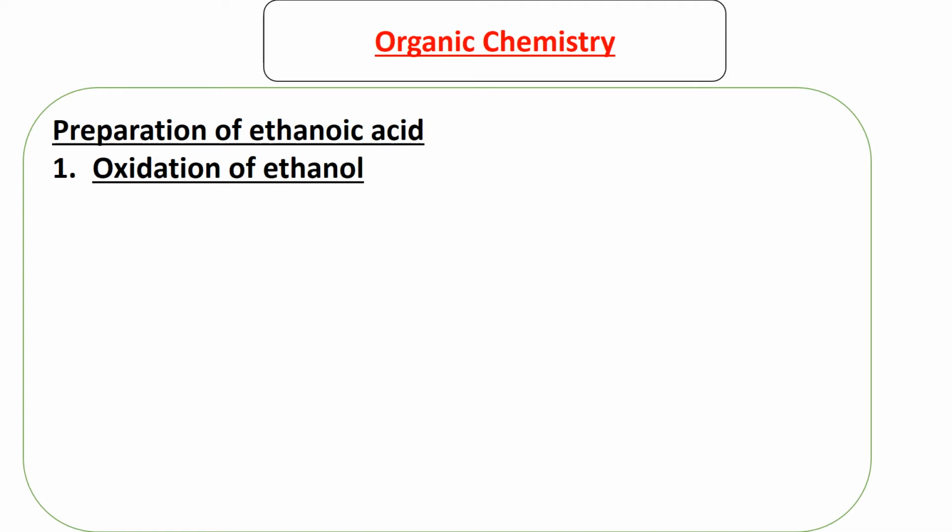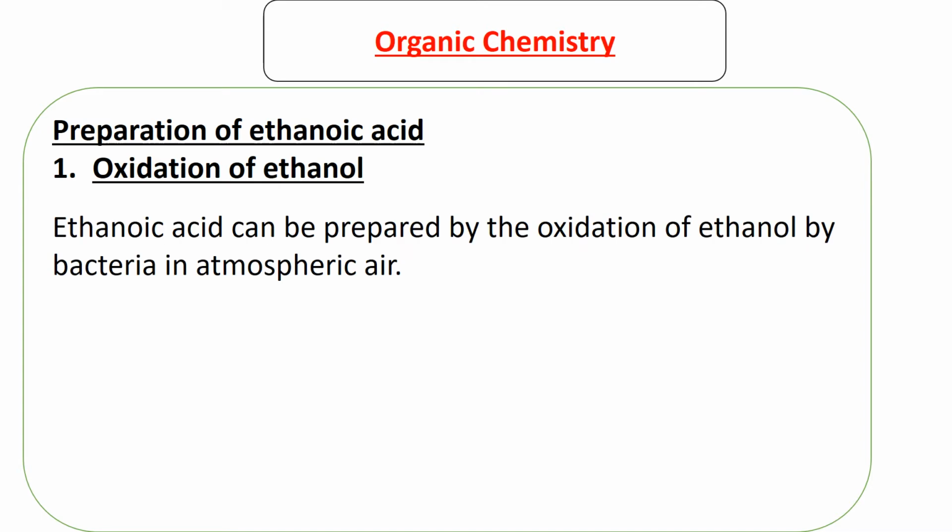In the presence of bacteria in air, we see ethanoic acid being prepared by the oxidation of ethanol by bacteria in the atmosphere, like this. So we have alcohol here, which is ethanol, reacting with oxygen by the action of bacteria. This is converted to ethanoic acid. So ethanol becomes ethanoic acid plus water.